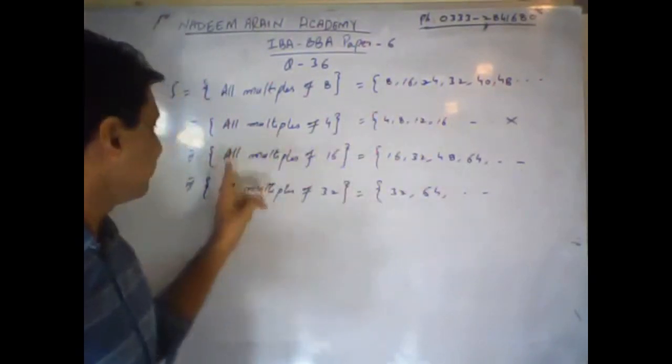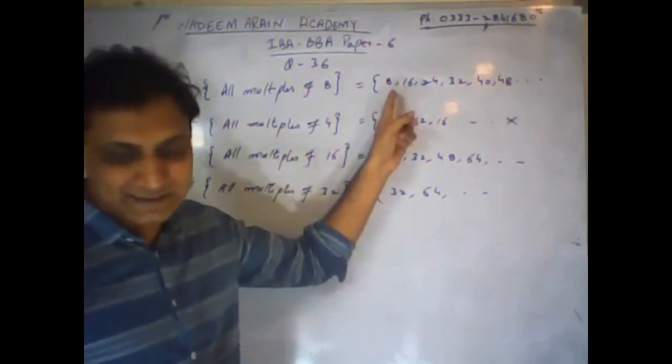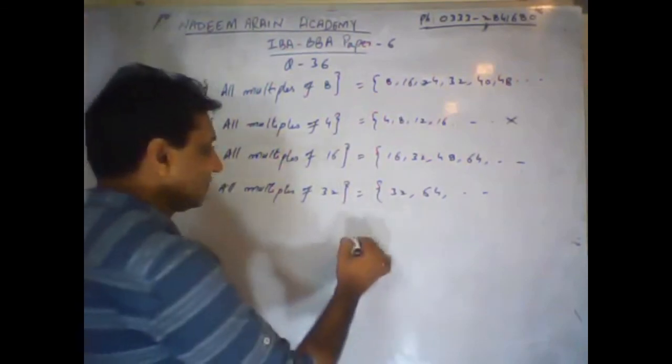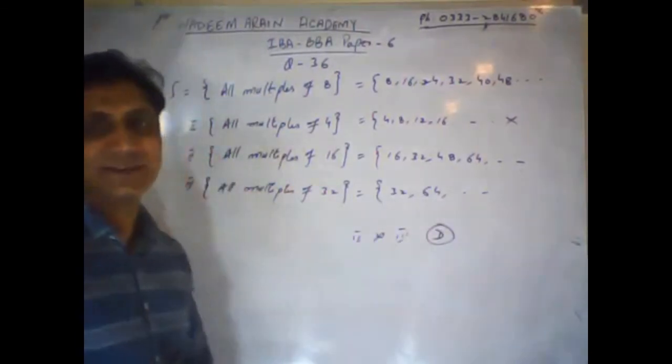So these 2 and 3 are contained in this subset, in this set S. So 2 and 3 is option D. 2 and 3, option D is your correct answer.